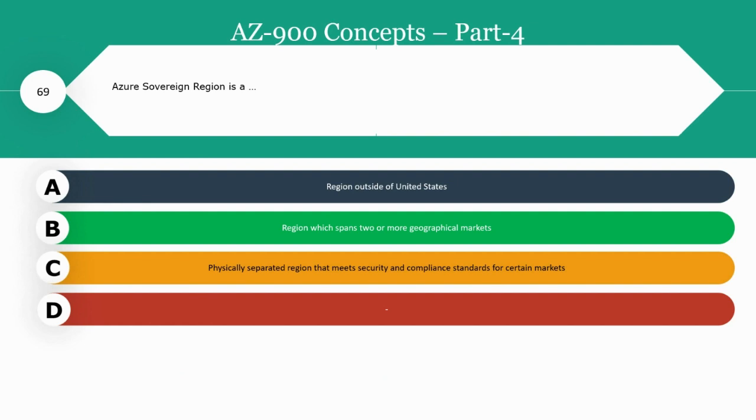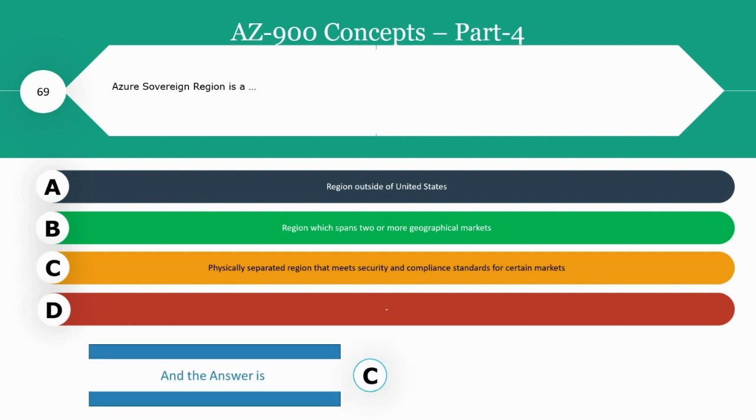The examples for the sovereign regions include Azure China, which is operated by 21Vianet. That is, it is not operated directly by Microsoft. That is one of the sovereign regions. Second region is Azure Germany. Quite recently, the update is Azure Germany is being deprecated in favor of standard non-sovereign Azure regions in Germany. And the last one is Azure Government US. So these are the examples for Azure sovereign regions. So the correct answer for this one is option C.